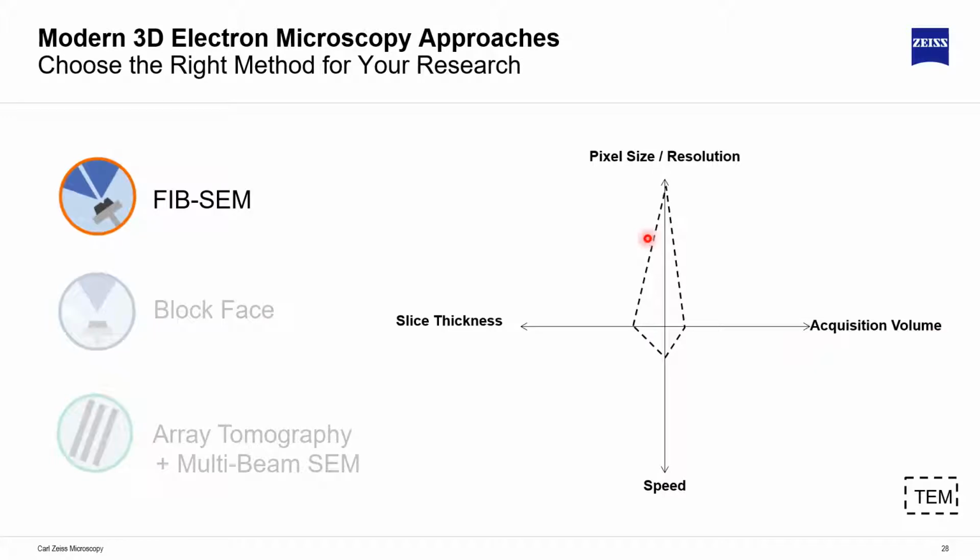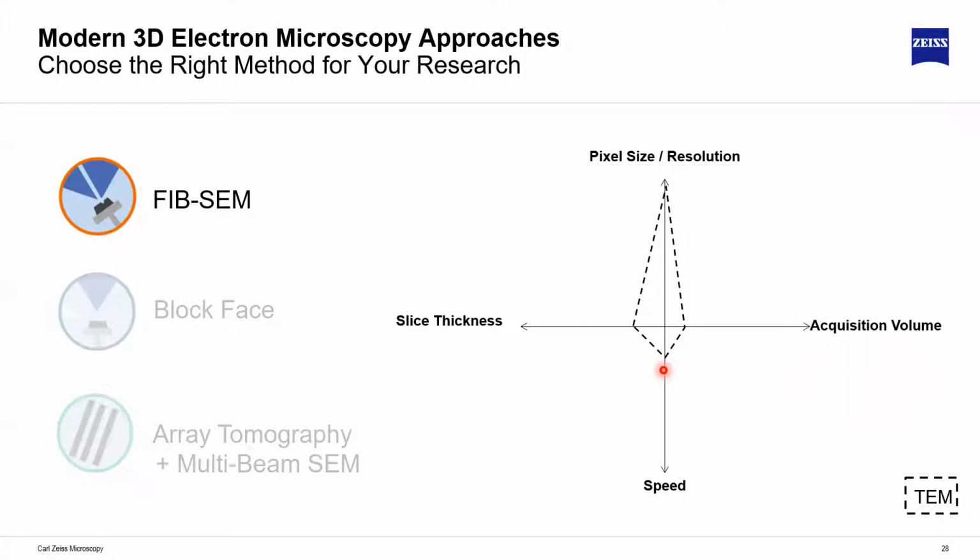So when it comes to zero-section TEM, we will achieve the highest resolution possible from all those techniques. But at the same time, the slice thickness is very limited, and the acquisition volume is limited by the amount of work that you have to put in, especially the manual work. And the speed is also fairly limited, putting everything together, the imaging, and eventually having all those sections put into the electron microscope and the data then processed afterwards.